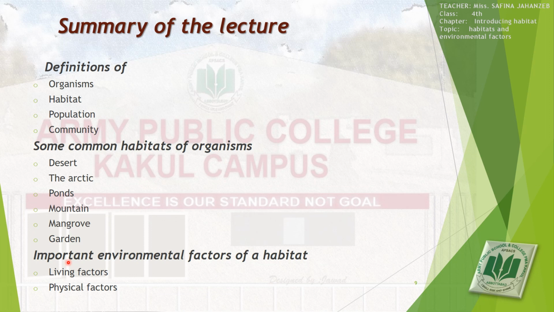And in the last part of the lecture, we defined some important environmental factors of a habitat. In this regard, we defined two types of factors which affect the nature of a habitat. The first one was living factors and the second was physical or non-living factors.